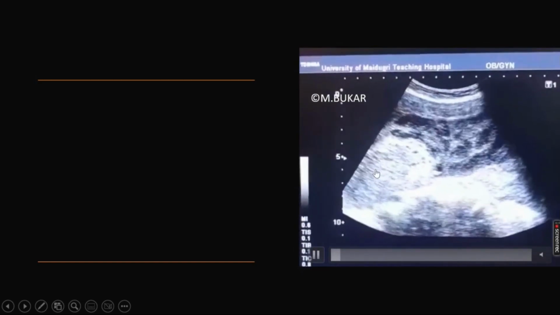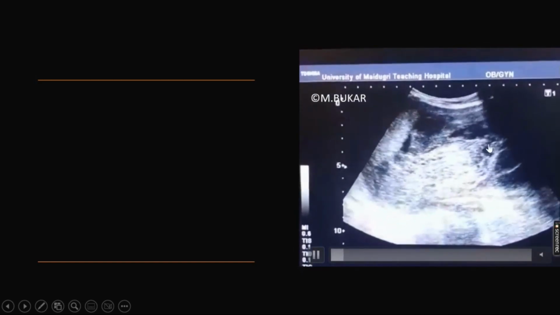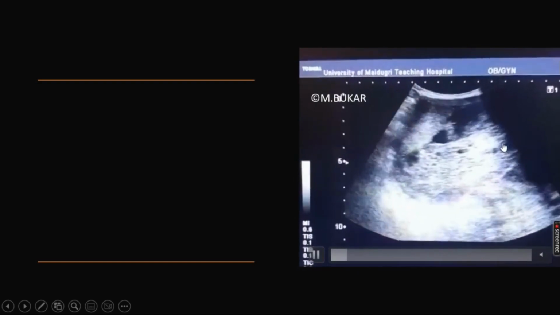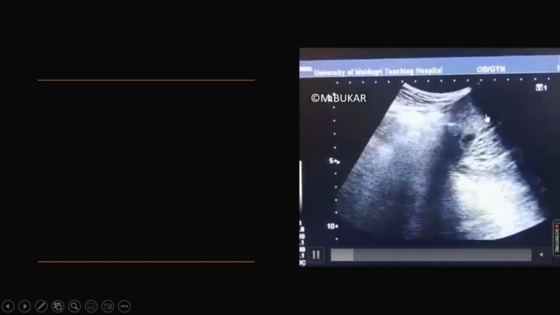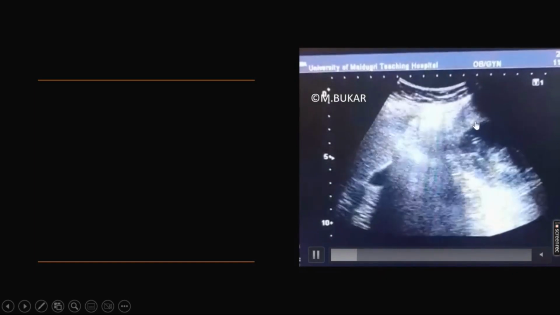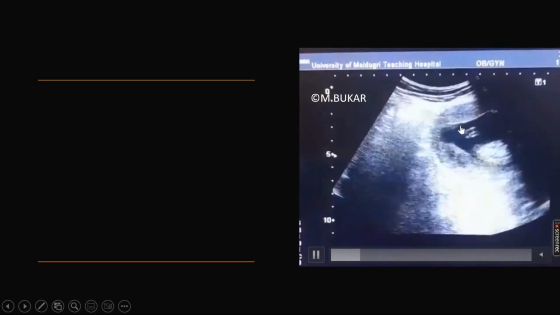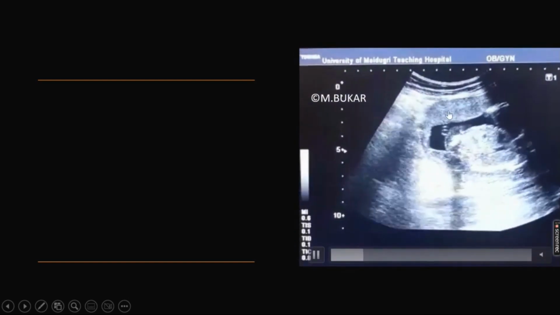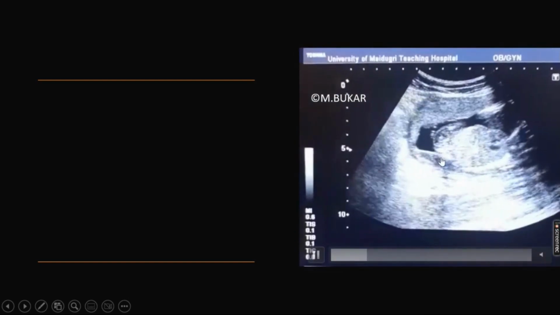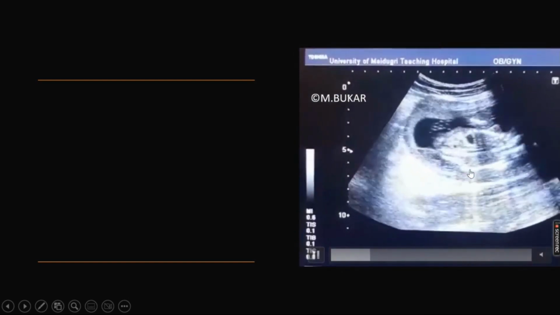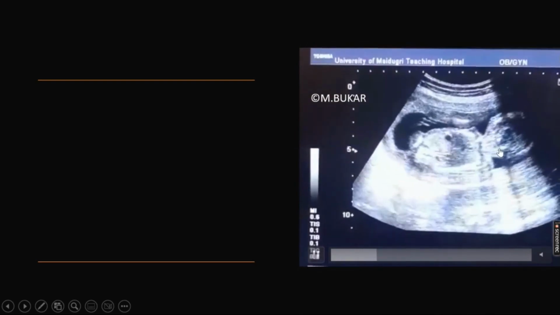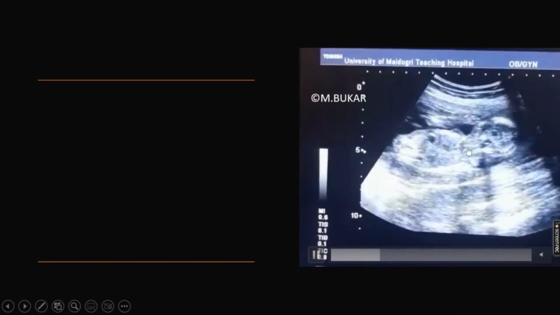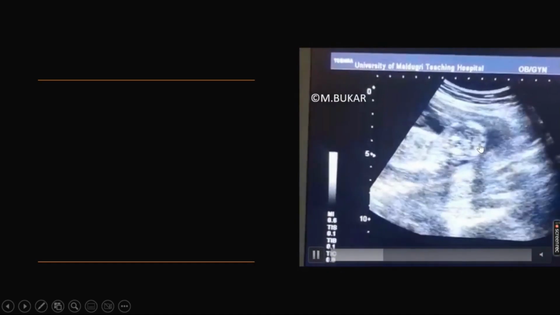This is the molar tissue. Note the marked demarcation between the blood clot and molar tissue. This is a normal placenta here. Look at the breach between the normal placenta and the molar tissue. Live fetus with regular cardiac activity, apparently normal.